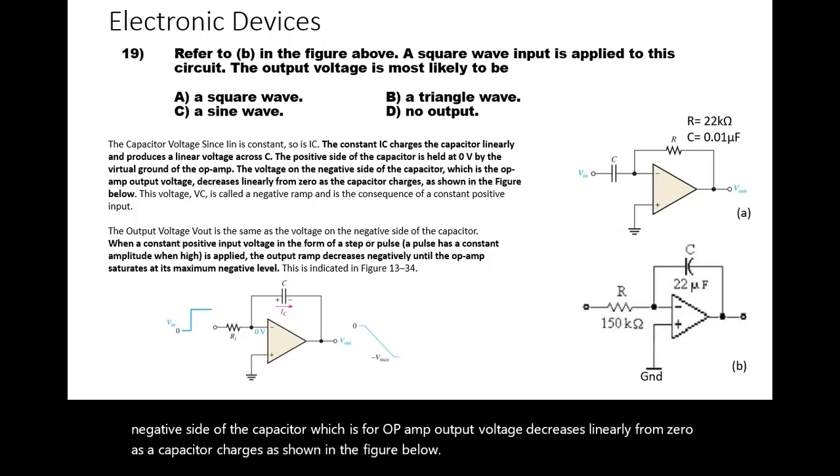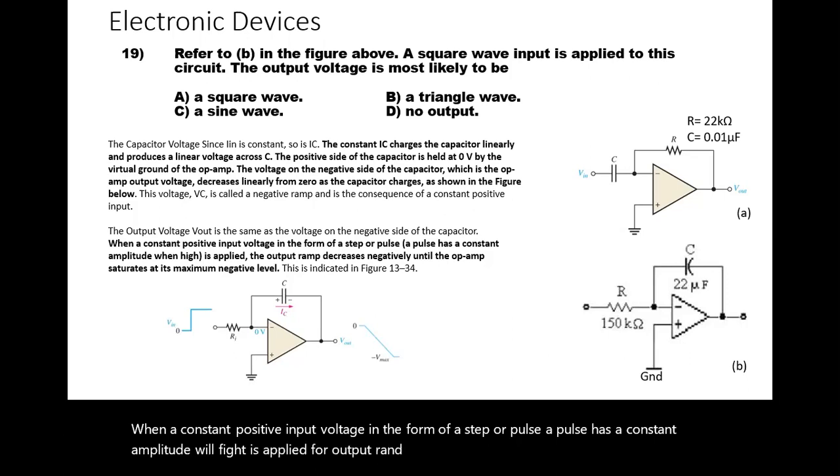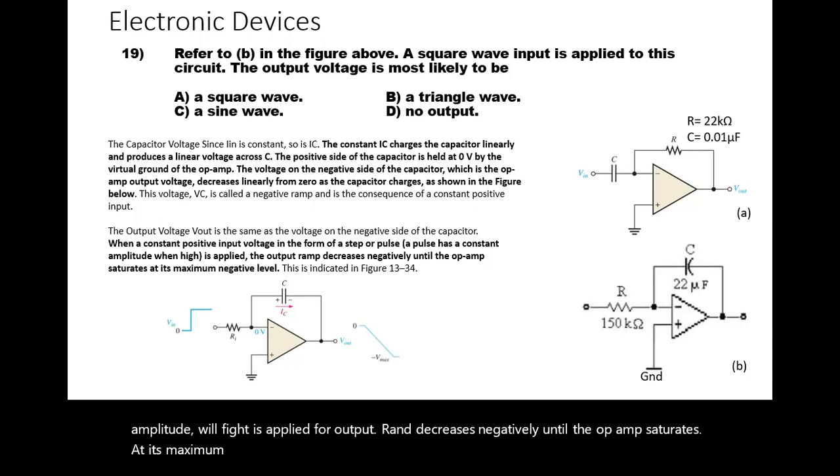When a constant positive input voltage in the form of a step or pulse, a pulse has a constant amplitude with height, is applied, the output ramp decreases negatively until the op-amp saturates at its maximum negative level, as indicated in the figure above. So the answer is going to be a triangular wave.